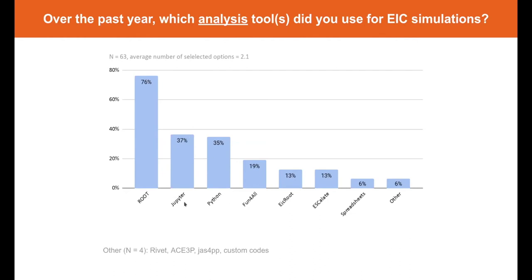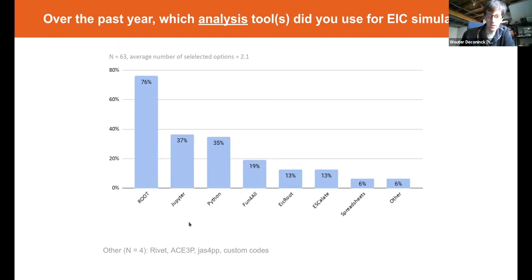Then Jupyter and Python. We do realize there's somewhat of an overlap, maybe an unclear overlap between Jupyter and Python. Is all of the Python in Jupyter? Do people use Jupyter only with Python, or do they also use other kernels? So this is one of the examples where we might have asked this question differently had we known that this would lead to this kind of confusion.